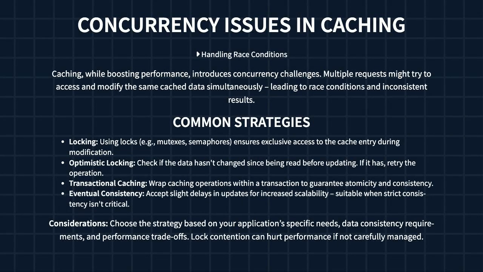Okay, let's talk about handling concurrency when we're dealing with caching. Think of it like this: multiple users trying to update the same piece of information at exactly the same time. That's a race condition and can lead to some seriously messed up data. There are several ways to tackle this. You could use locking mechanisms, essentially making sure only one user can change something at once. Or you might try an optimistic approach, checking if the data has been updated since you last read it before trying to write it back. Transactional caching is another option, where all the changes happen as a single unit.